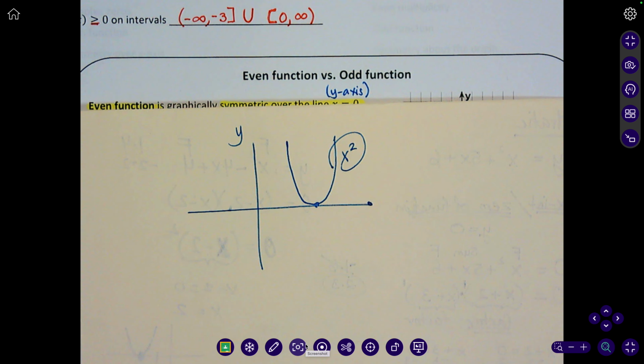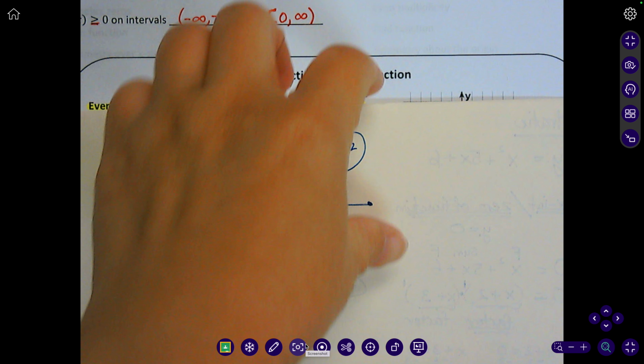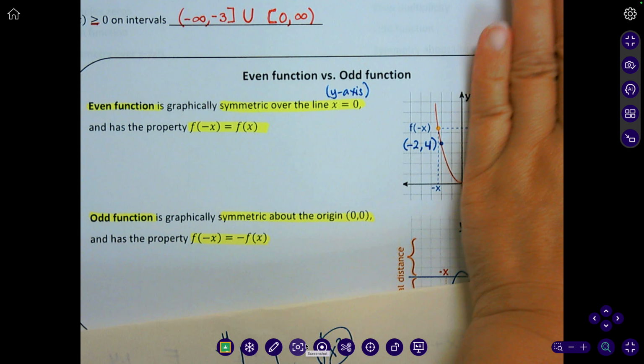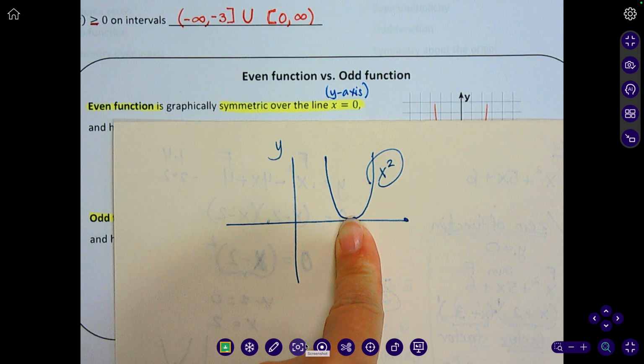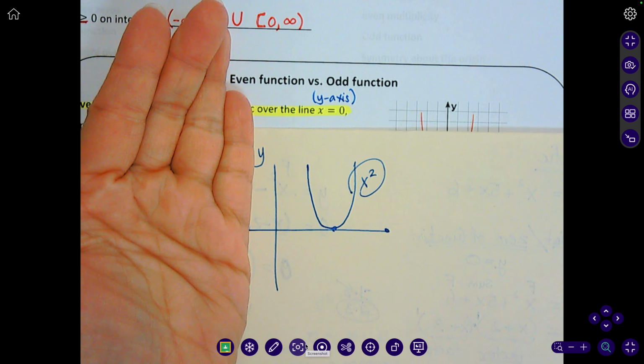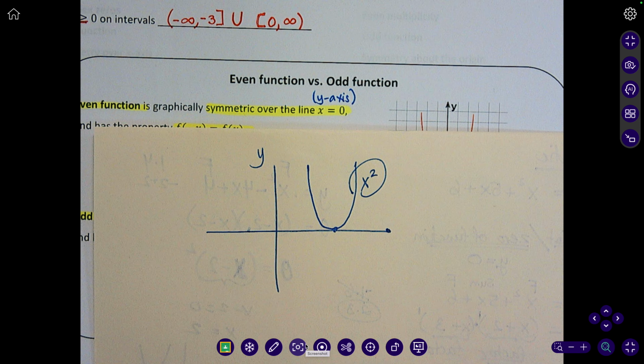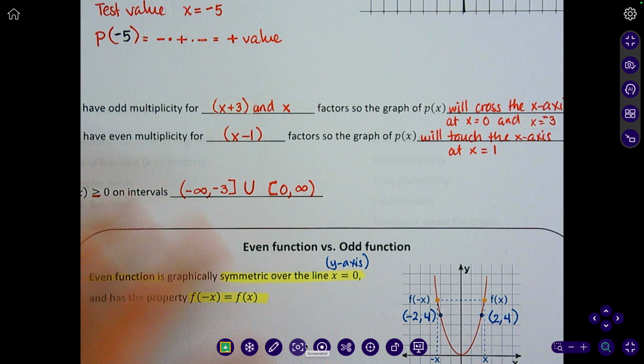Is that good? Even function means it has to be symmetrical to the y-axis. If I draw this, there's nothing over here. So if I flip it over, there's nothing here. So there is no symmetry. Does that make sense? Yes or no? Okay. Now, go to the next page.